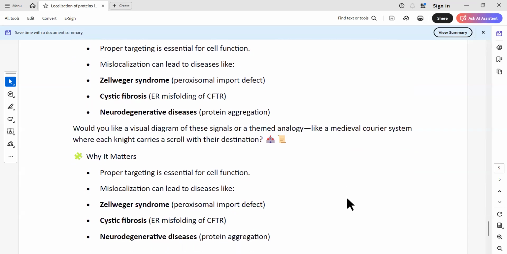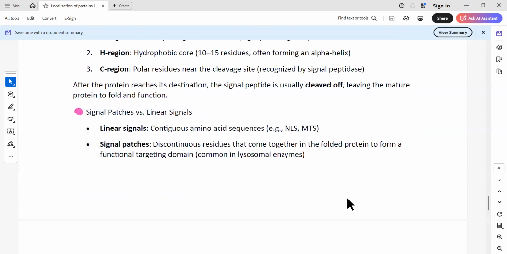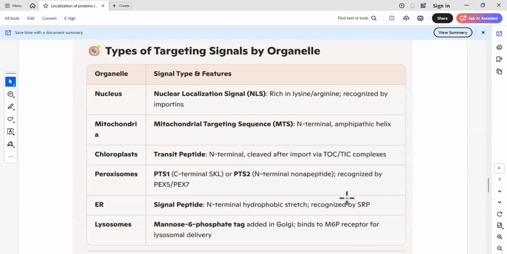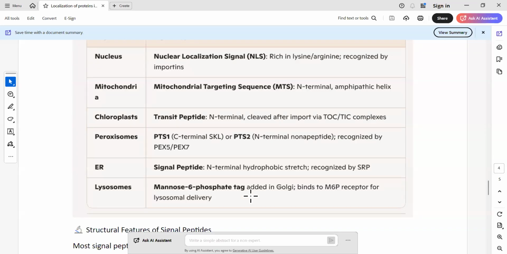So this is all that we have for the signal sequence. Though it's not directly linked to your syllabus, since you have many questions, that's why I have answered. One more thing for lysosome.